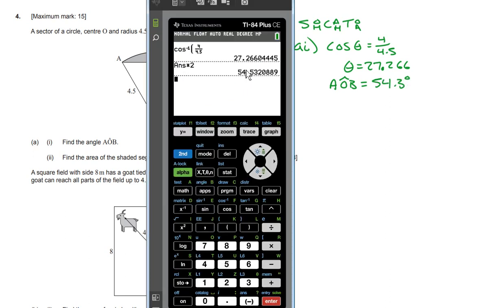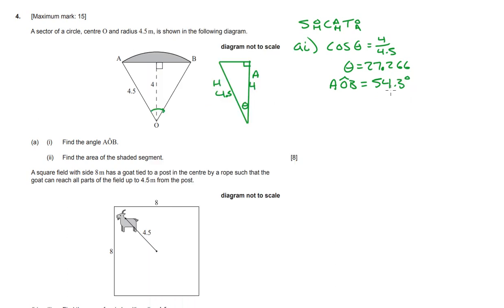Right? Did I write that down wrong? Right? 54.5 degrees. I did not. Okay. 54.5 degrees is what angle AOB is going to be. All right?